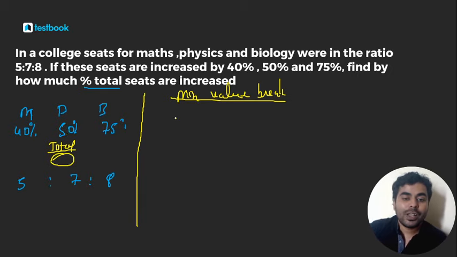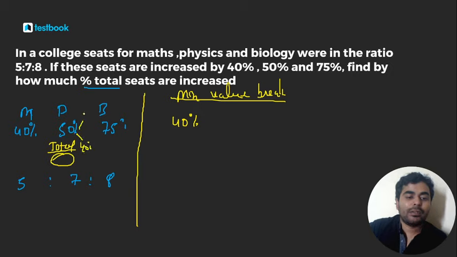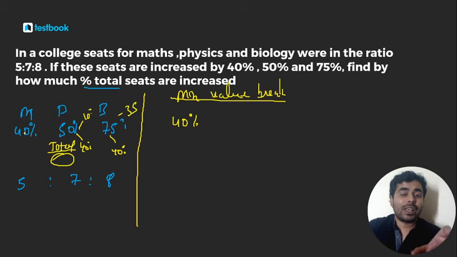That is 40%. So you can say in total college seats, 40% are going to increase, because maths is 40% increasing, physics is 40 plus 10, okay, and biology is 40% plus 35. So here you can say that in every section minimum 40% is going to increase, right? So if every component will increase by 40%, then the mixture will also increase by 40%. So here we can say the total seats will definitely increase by 40%.